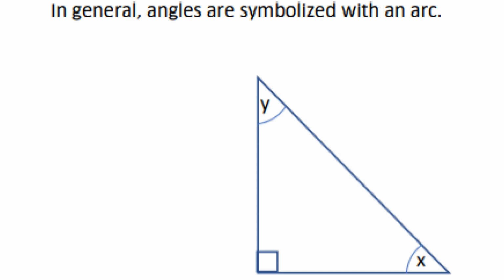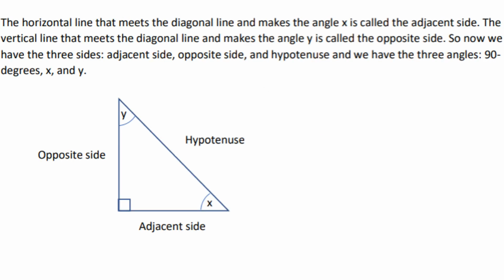In general, angles are symbolized with an arc. The horizontal line that meets the diagonal line and makes the angle x is called the adjacent side. The vertical line that meets the diagonal line and makes the angle y is called the opposite side. So now we have the three sides: adjacent side, opposite side, and hypotenuse. And we have the three angles: 90 degrees, x, and y.